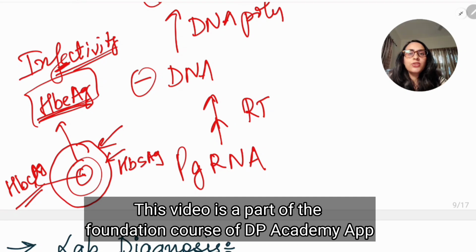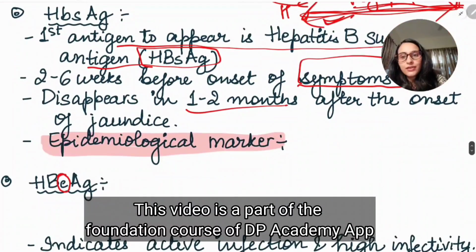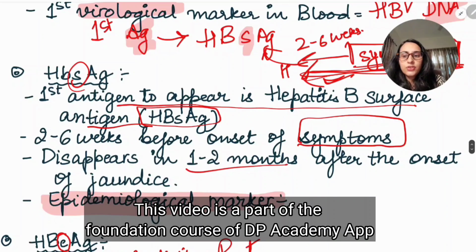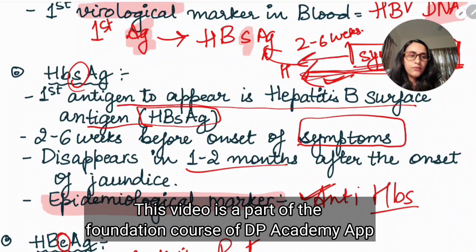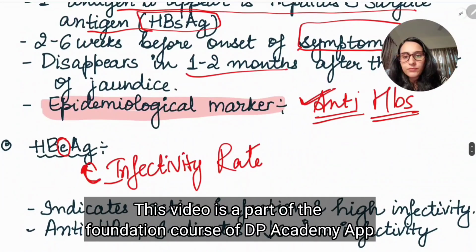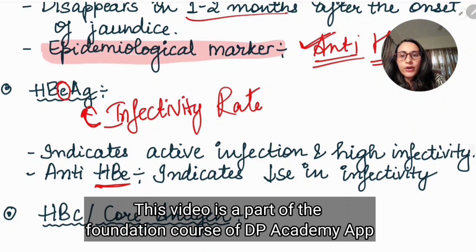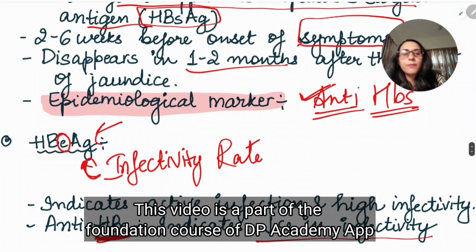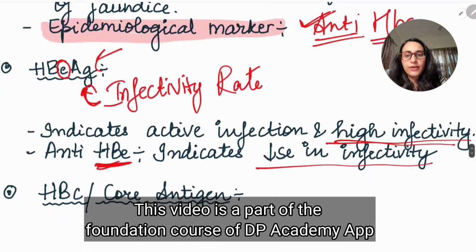And if it is low, that means the patient has started developing the antibodies and the infectivity period is low. So basically, this tells about the infectivity rate. Infectivity rate is assessed by HBe antigen. Onset of infectivity is by surface antigen, and the epidemiological marker is anti-HBs, which is the surface antibody. If there are antibodies against HBe, that means there is a decrease in the infectivity. If the HBe antigen is present, the patient is under high infectivity.